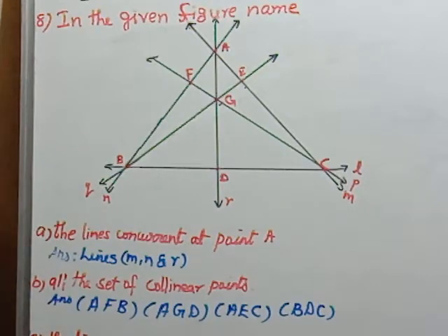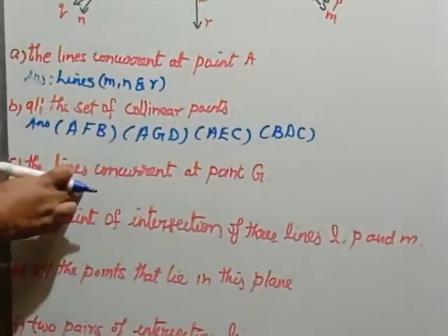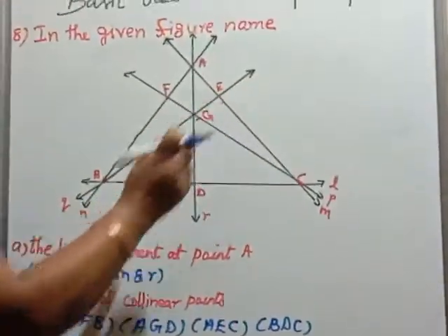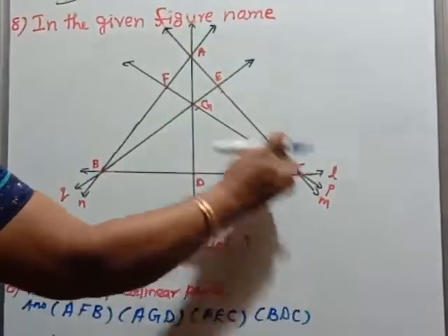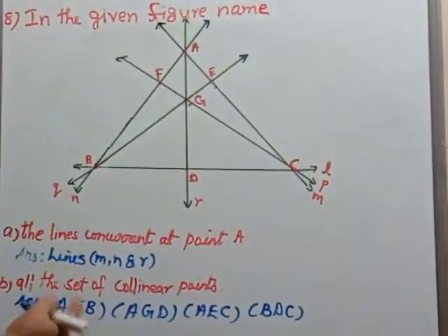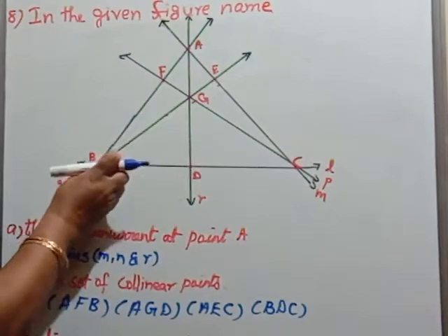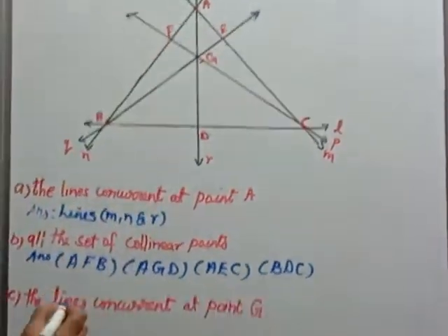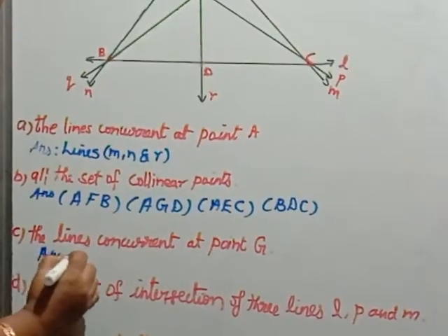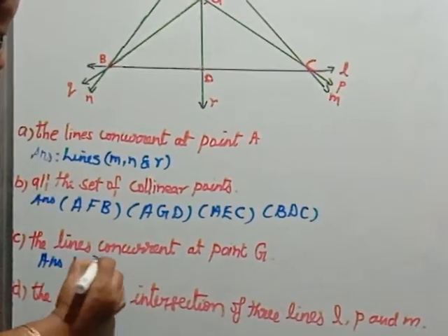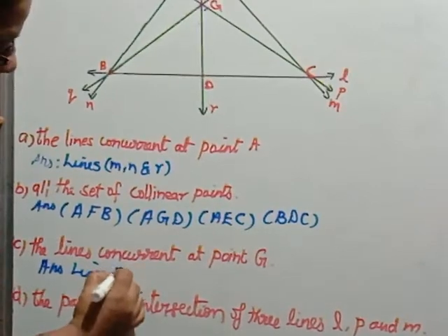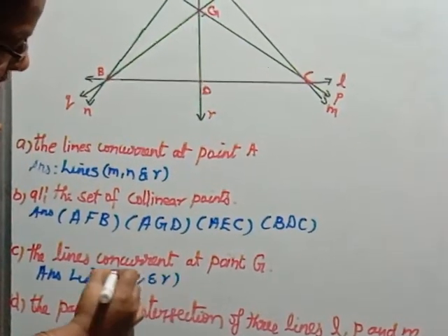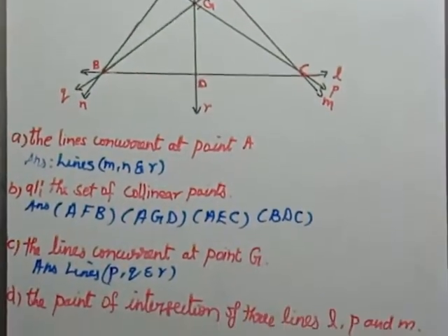Now, see the third question. The lines concurrent at point G. Here, this middle point is G. Which lines are concurrent passing through the point G? Here, P is passing and Q and R. So, lines P, Q and R are concurrent at point G.